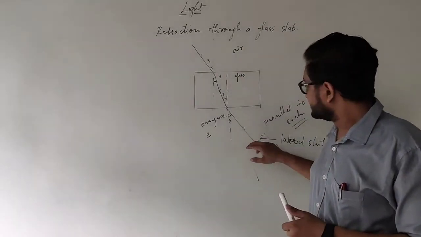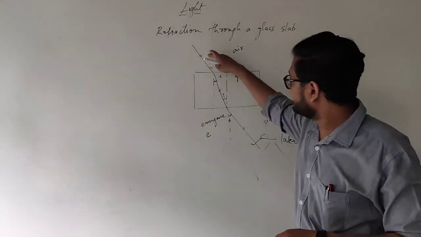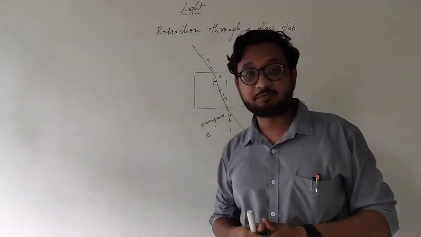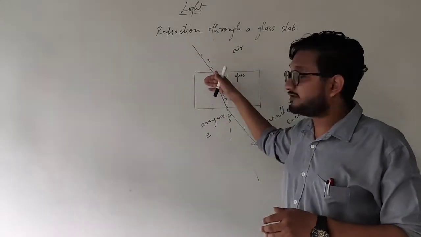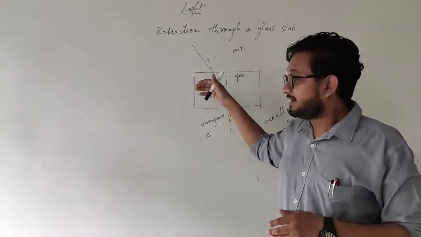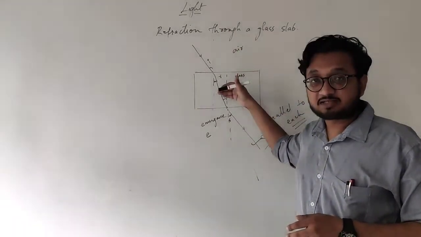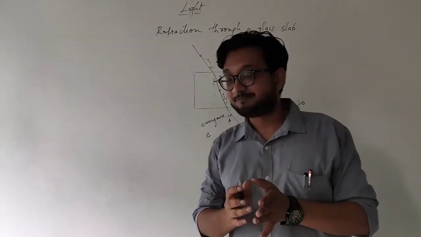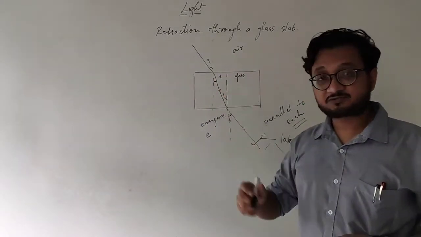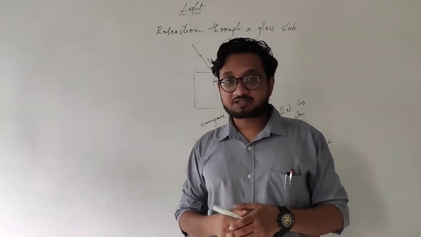Now because these two are parallel, one thing to notice over here is that the angle of incidence and the angle of emergence will be the same. Okay? Because when it is entering from air to glass, and then exiting from glass to air, it is just a reverse of the original path, and that is why the angle of emergence will be equal to the angle of incidence. I hope it is clear to you, students.